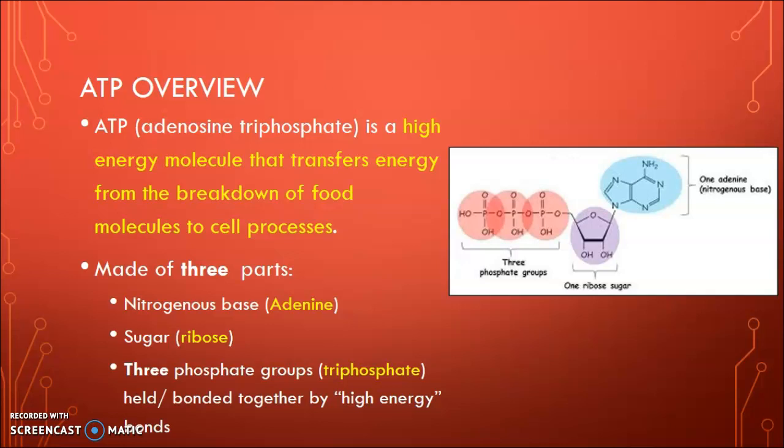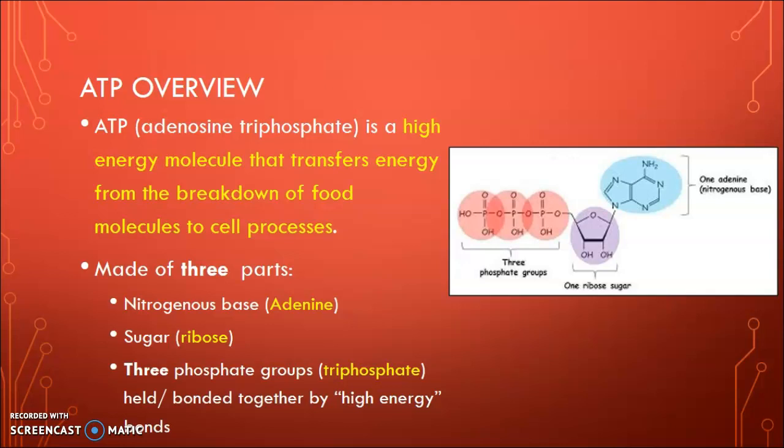When it comes to ATP, we need to know what the word ATP itself means, especially for the EOC. ATP stands for adenosine triphosphate, and it itself is a high energy molecule. We're going to use it to transfer energy for the breakdown of food molecules to help us with different cellular metabolic processes that require energy. If you remember in cell transport, we were talking about how those active transport processes require some type of energy, and that's going to be our ATP molecule that we're referring to there.